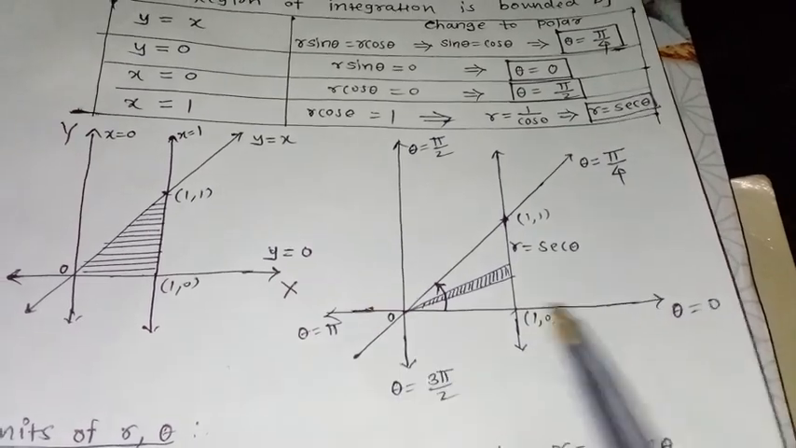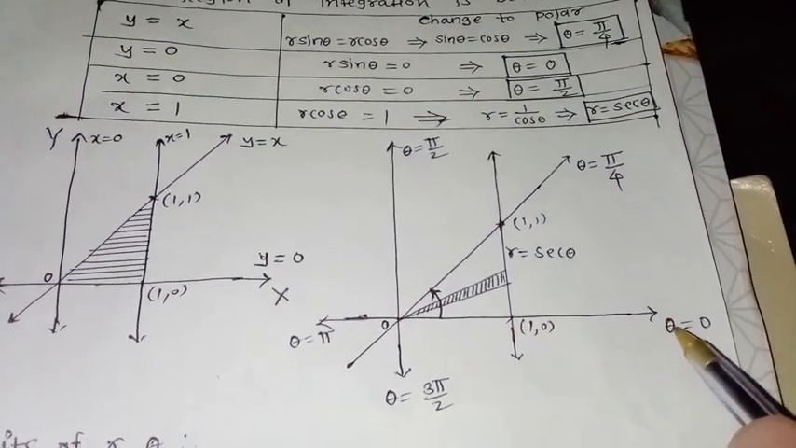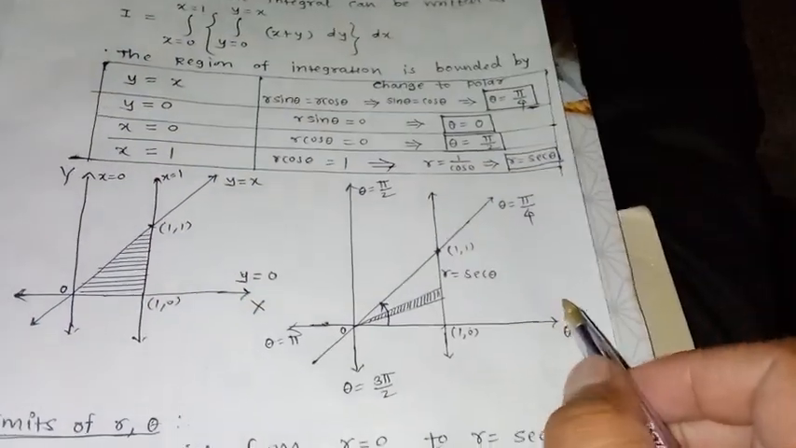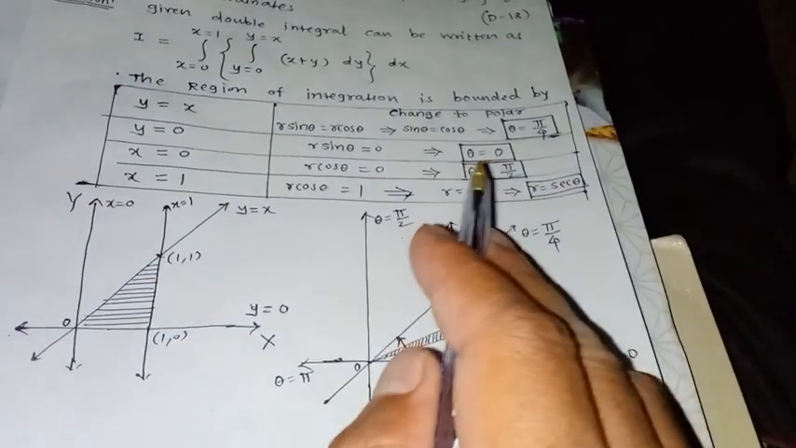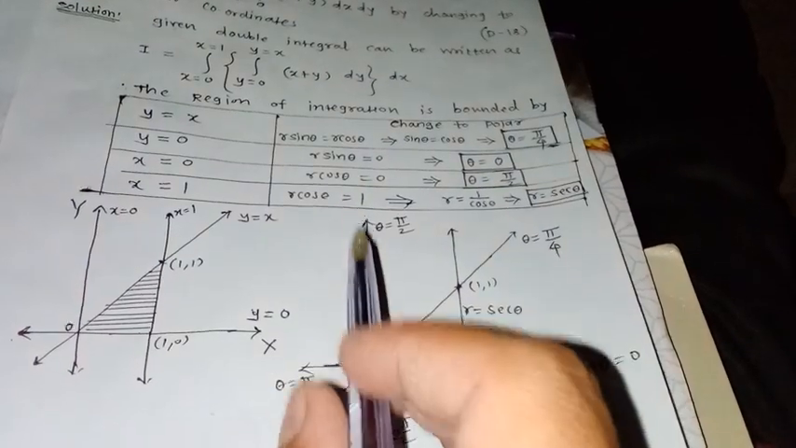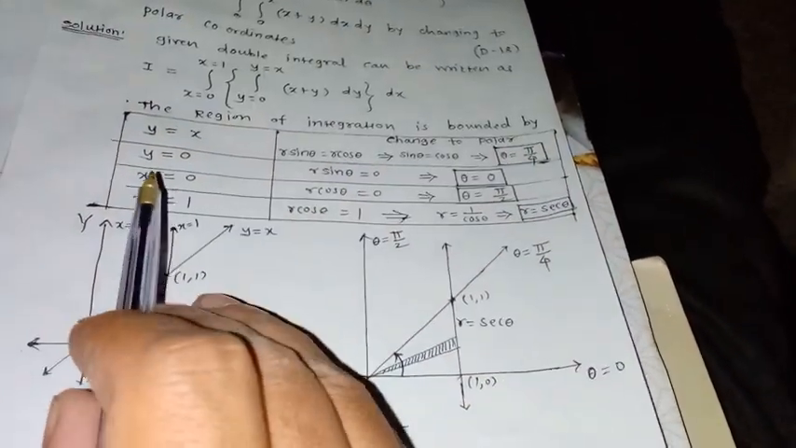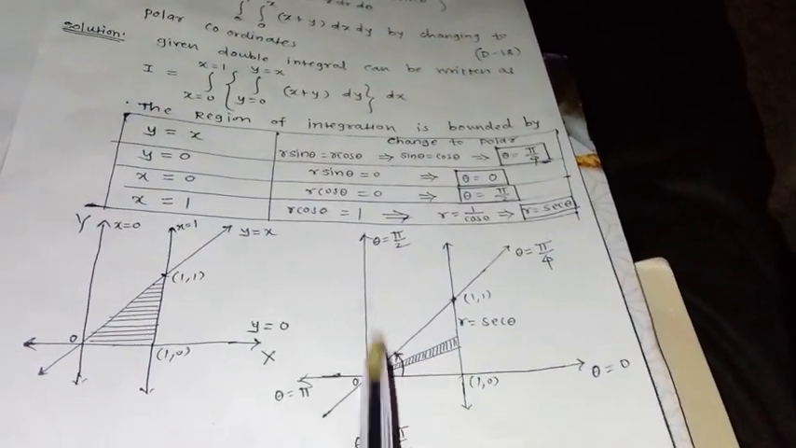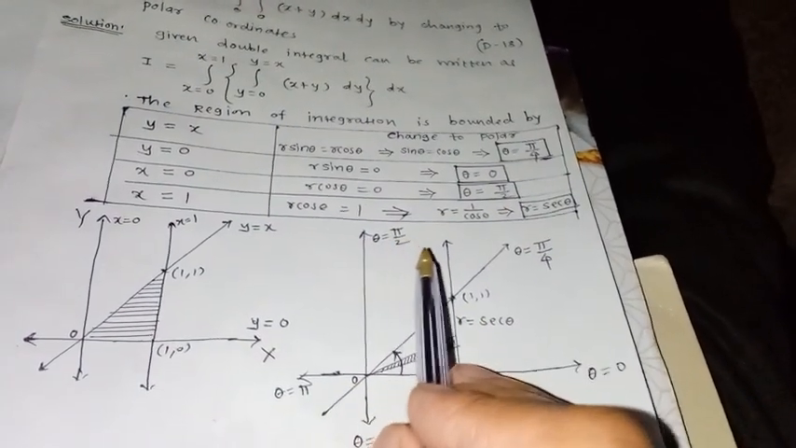Here are the x-axis and y-axis. On the x-axis, theta equals 0. That means here our equation is y equals 0, and y equals 0 can be written as theta equals 0. Similarly, this line is nothing but the y-axis, and the y-axis is nothing but x equals 0. So this x equals 0 line can be written as theta equals pi by 2. So this will be theta equals pi by 2.